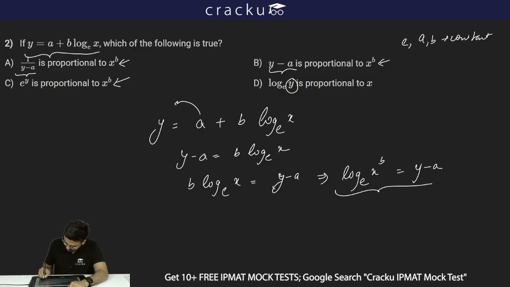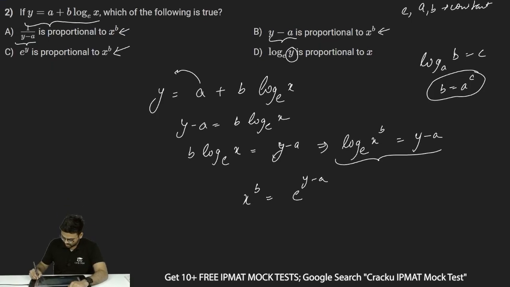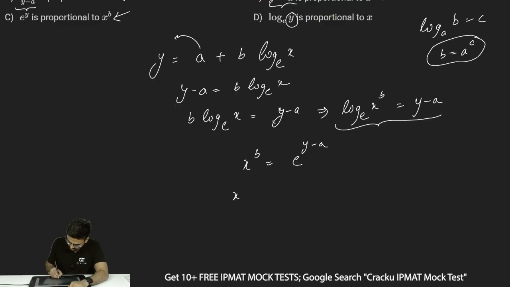Now this can be further simplified using: if log b to the base a is equal to c, then we can write b is equal to a to the power c. So similarly we will do the same thing. We will write x to the power b is equal to e to the power y minus a. We can further simplify this as x to the power b is equal to e to the power y divided by e to the power a. So certainly we know one thing, x to the power b is equal to 1 upon e to the power a into e to the power y.